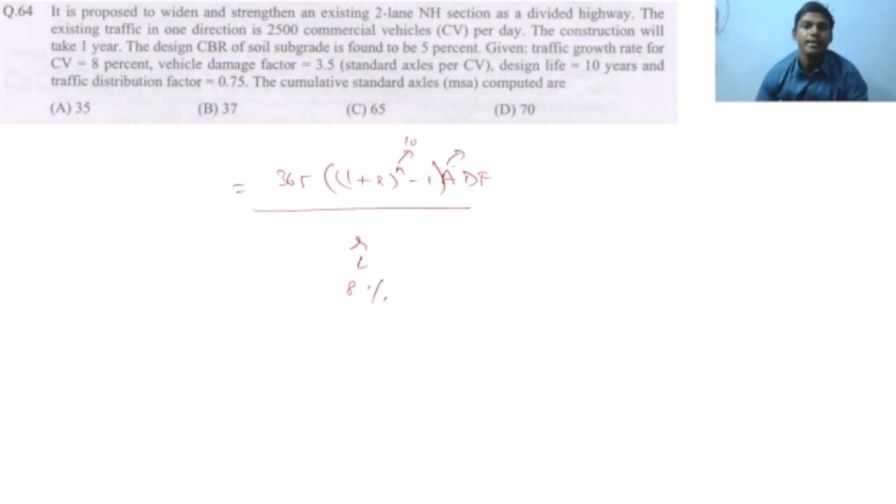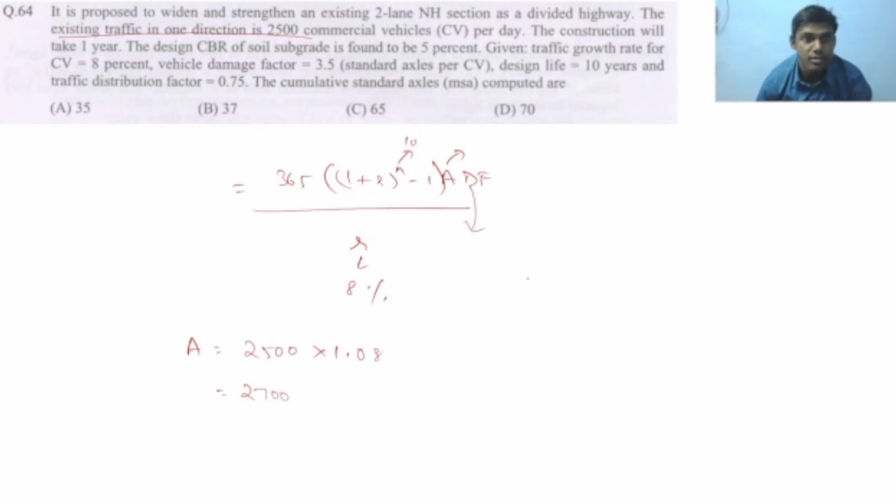So A is the commercial vehicles after construction. In the question, it is given that this is the existing traffic. Existing traffic in one direction is 2,500 commercial vehicles per day. So we want the traffic after construction. The construction period is 1 year. So A will be equal to 2,500 into 1.08, because the traffic growth percentage is 8%. It will be 2,700. So A is 2,700.